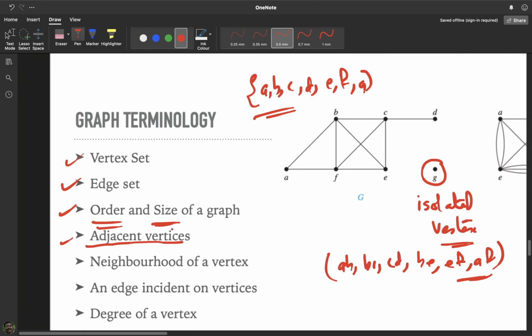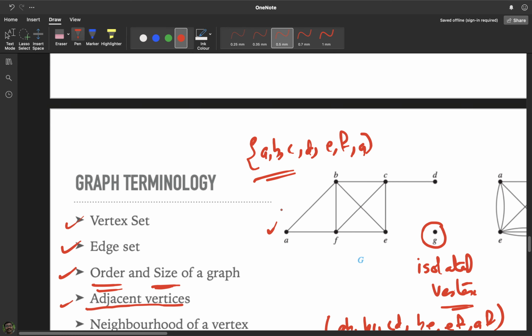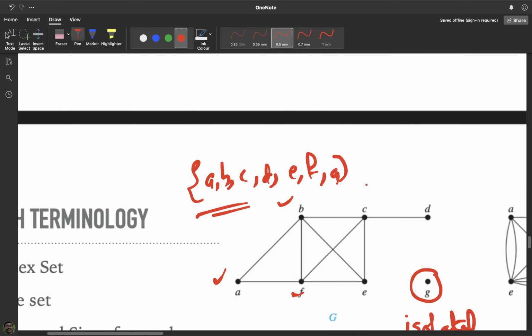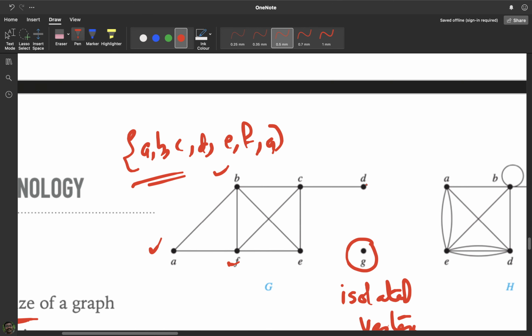It's very simple. For example, A and B are adjacent vertices. A and F are adjacent vertices, but A and D are not adjacent vertices. Is it clear? So you can see that A and B are adjacent vertices. B and C are adjacent vertices. C and D are adjacent vertices, but B and D are not adjacent vertices.